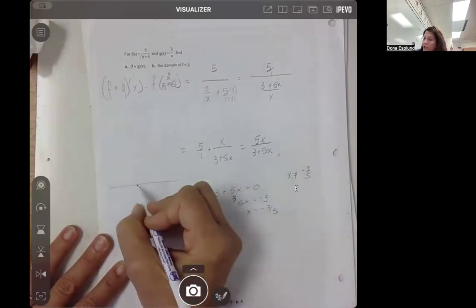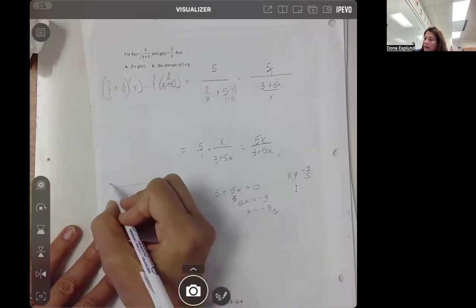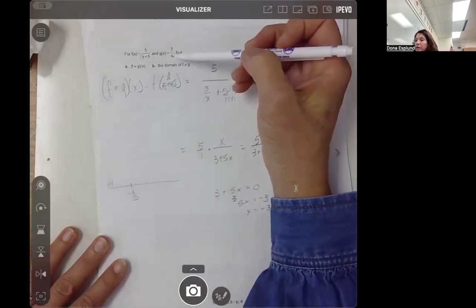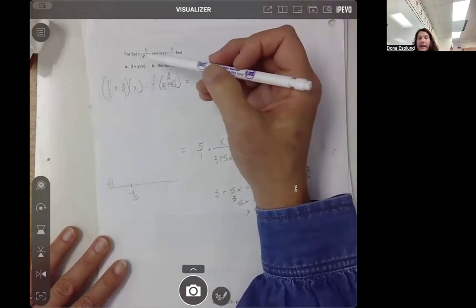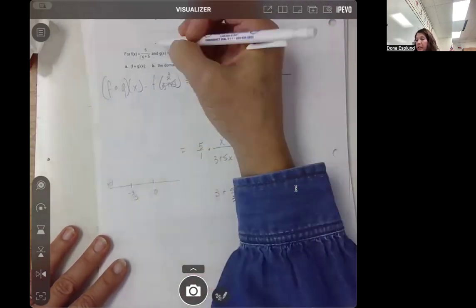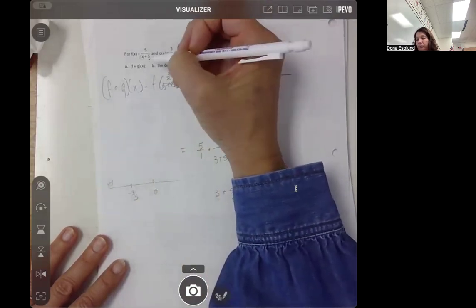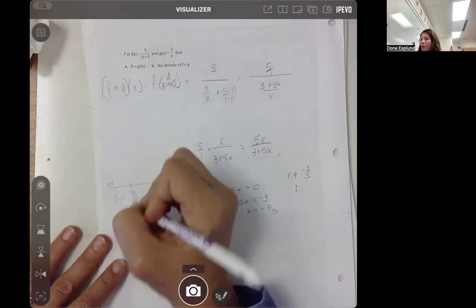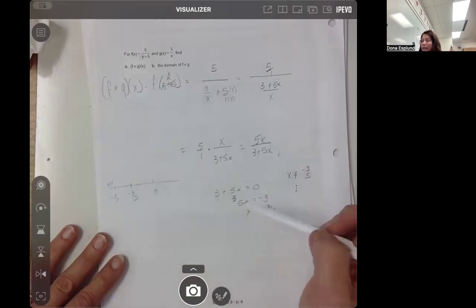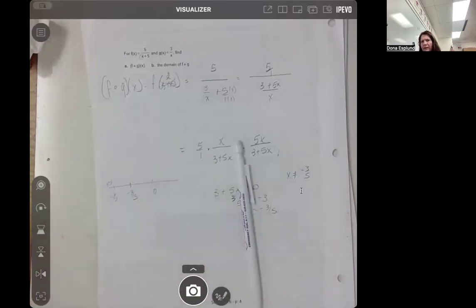So let me start out here. I know that if I'm just going to put my domain, x cannot equal negative 3/5. But from the start, x couldn't also equal what? From my f and my g. It cannot equal 0. And it also cannot equal, right. So in that case, I'm looking for my domain on this. And so if I go ahead and just quickly put it in, let me show you real quick.